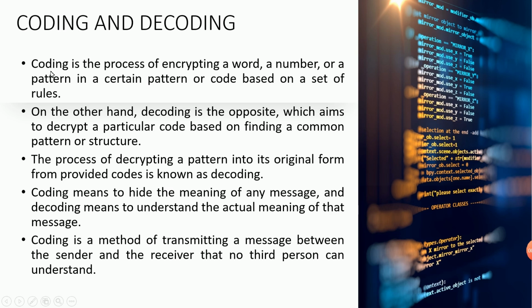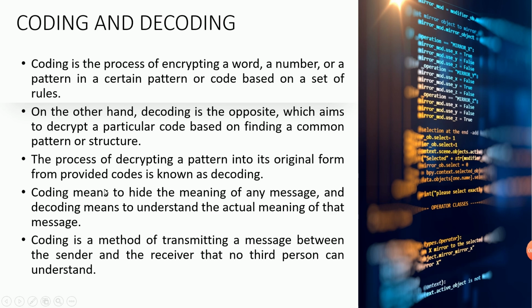If you are converting into an unidentified pattern, then that is coding. If you are converting an unidentified pattern to an identifiable pattern, then that is decoding. So the definition is: decoding is the opposite, which aims to decrypt a particular code based on finding a common pattern or structure. The process of decrypting a pattern into its original form from provided codes is known as decoding. As for the purpose, coding means to hide the meaning of any message and decoding means to understand the actual meaning of that message.